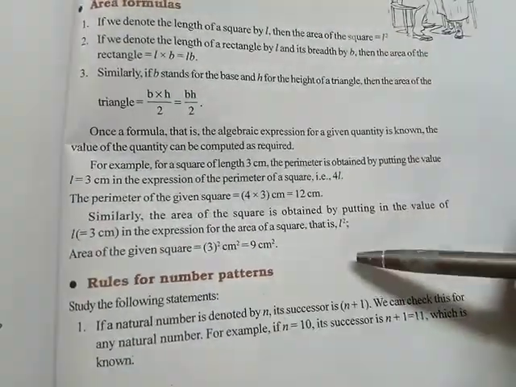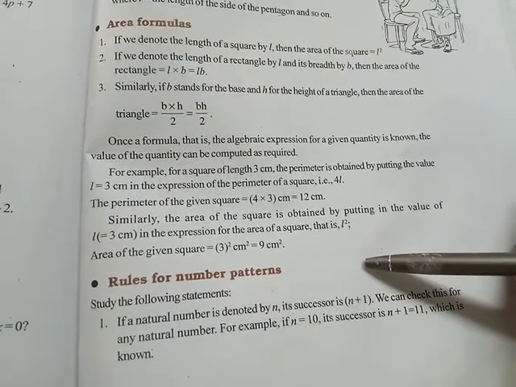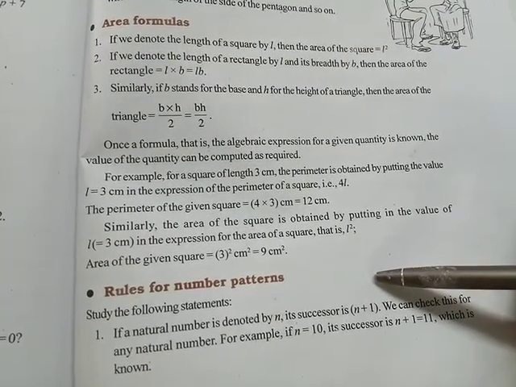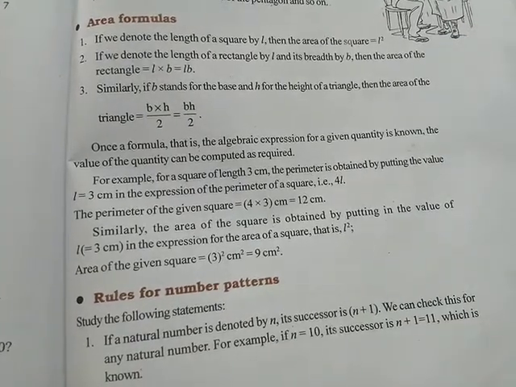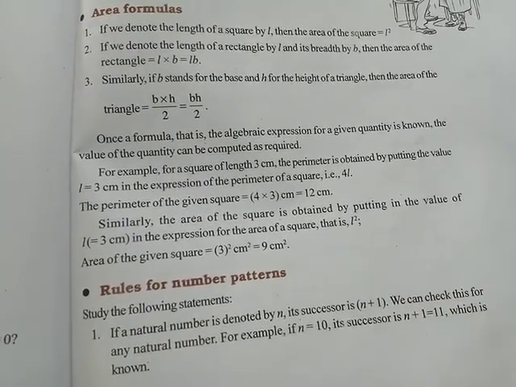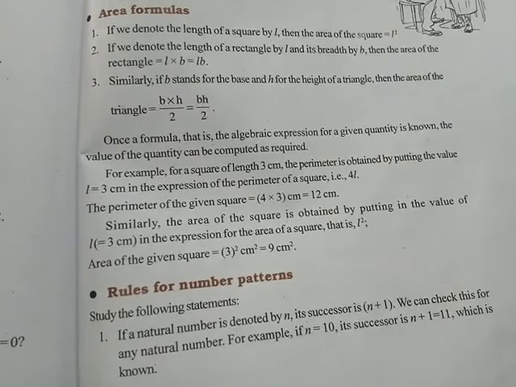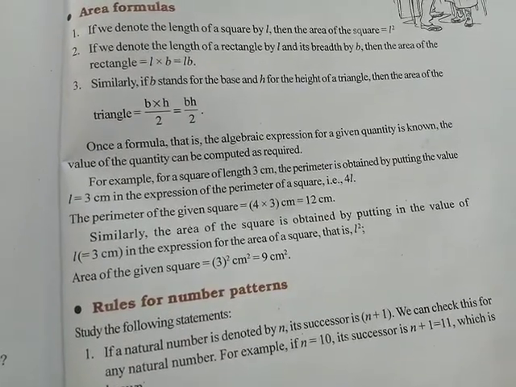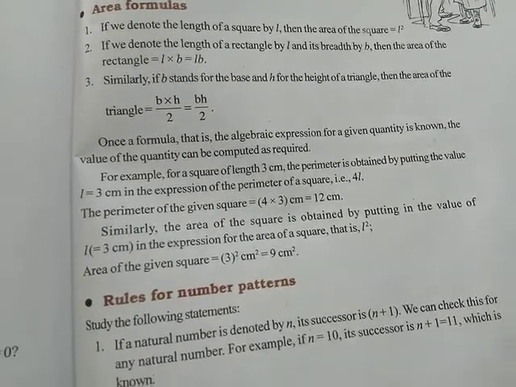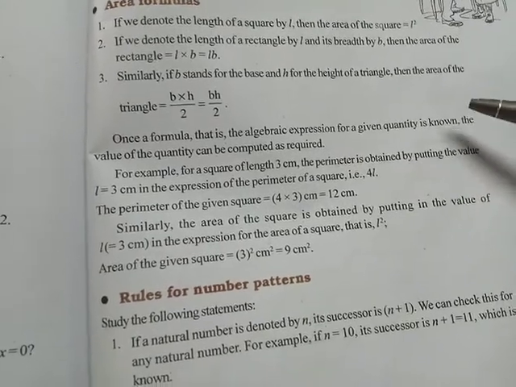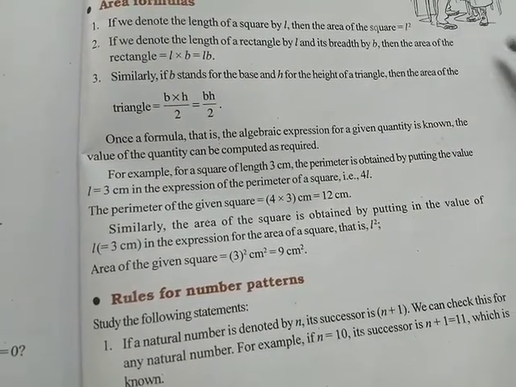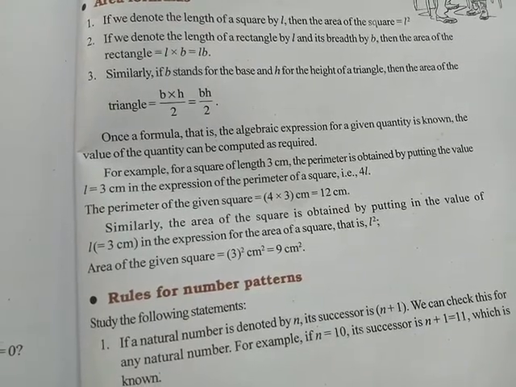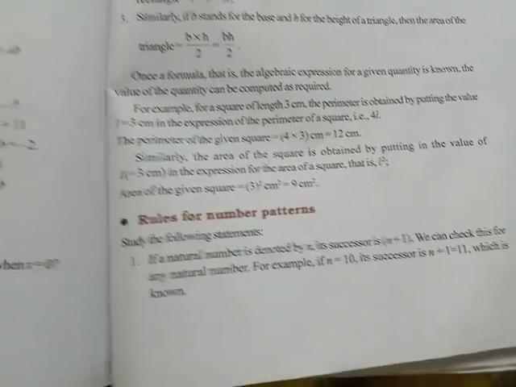So this way we have already been using variables in various kinds of formulas like perimeter of square, perimeter of rectangle, perimeter of equilateral triangle, area of square, area of rectangle. But the concept was not clear at that time. So now it is clear that L, that is length, and B for breadth, are nothing but variables. Their value changes according to the question.